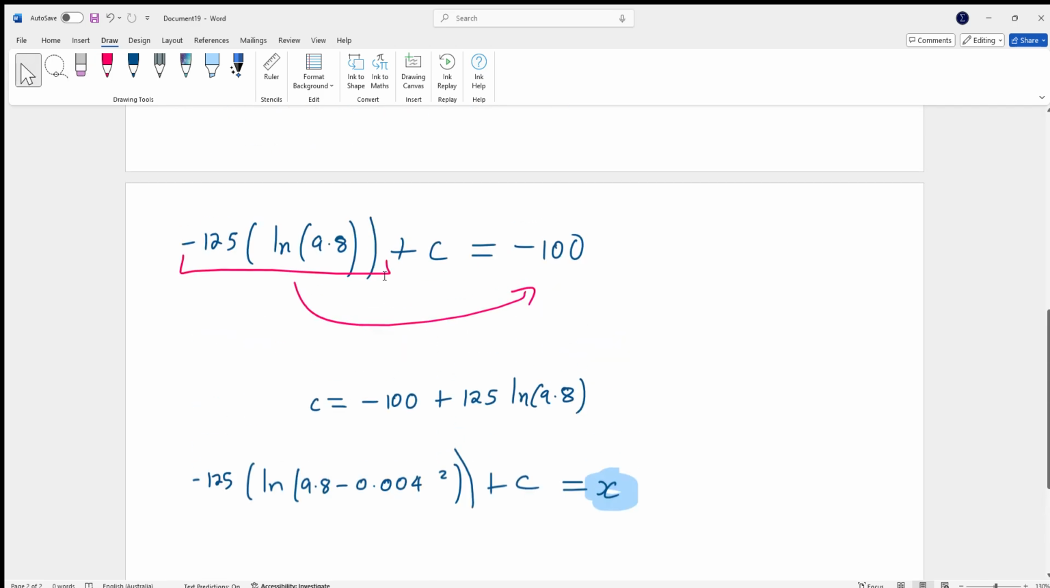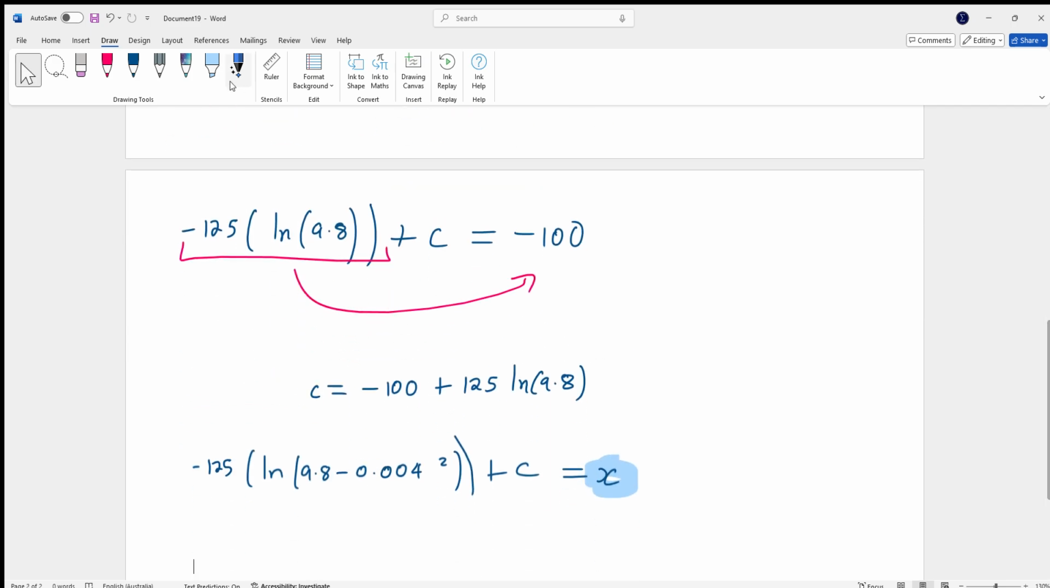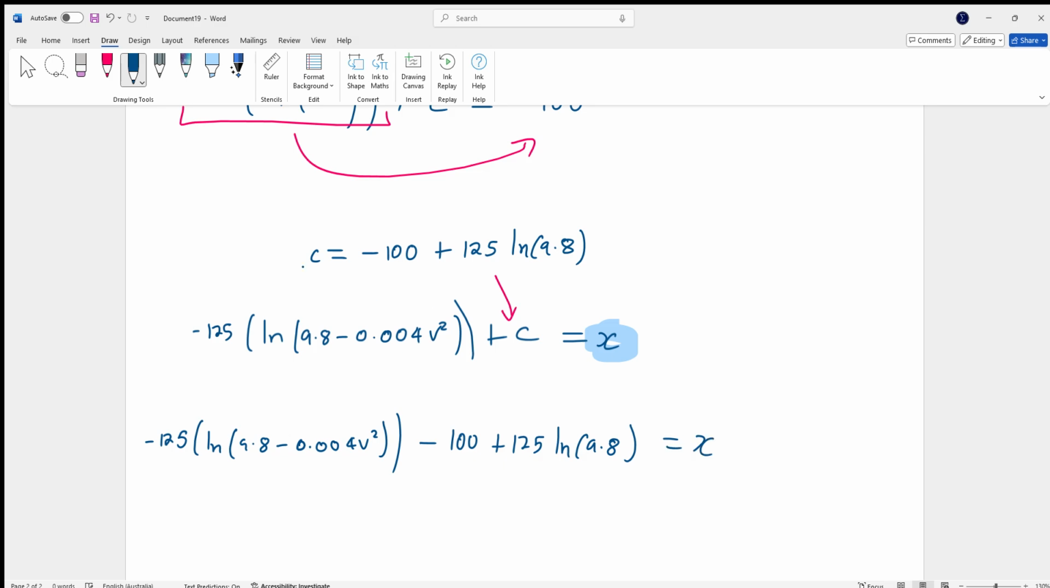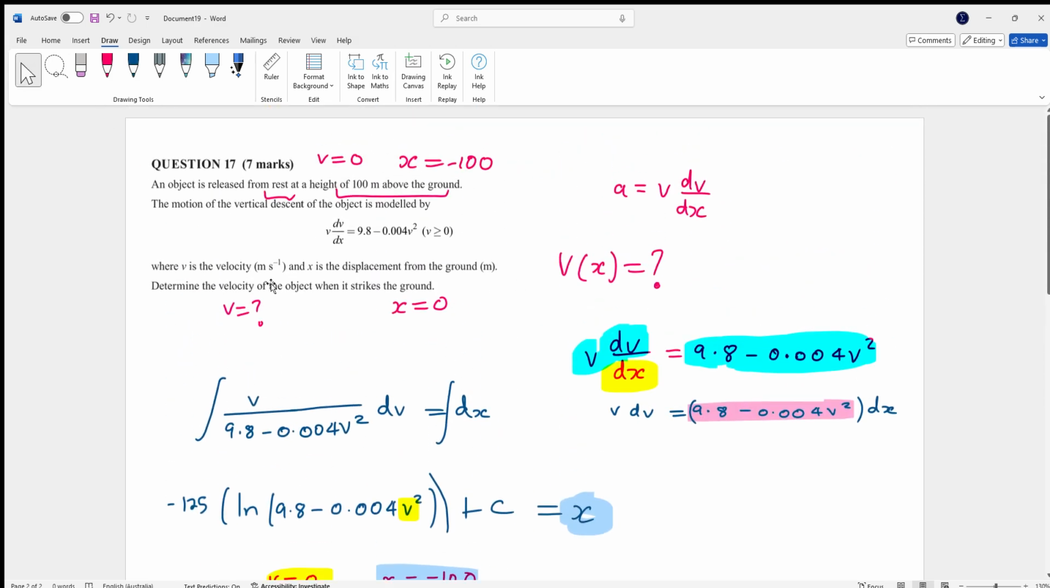Oh, that's why, because I highlighted it up there. Yeah, V. Okay. Now that I've got myself sorted there, let's put the c into there. So we'll have negative 125 ln(9.8 minus 0.004 v squared) minus 100 plus 125 ln of 9.8 is equal to x. Now, here, we've got to remember what we're searching for. We're trying to work out the velocity when x is equal to 0.